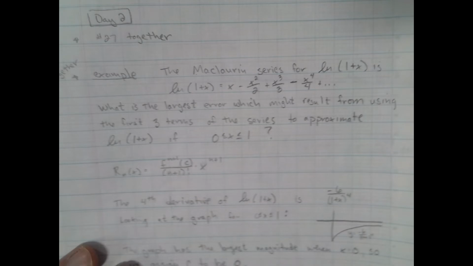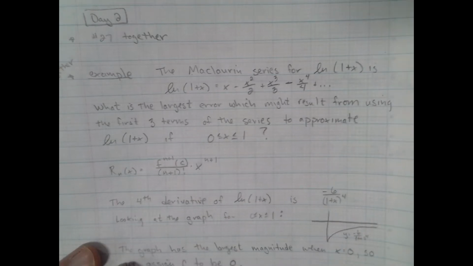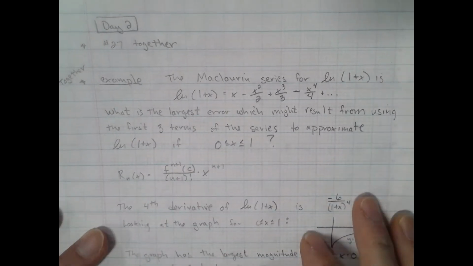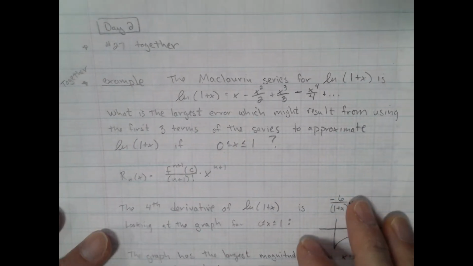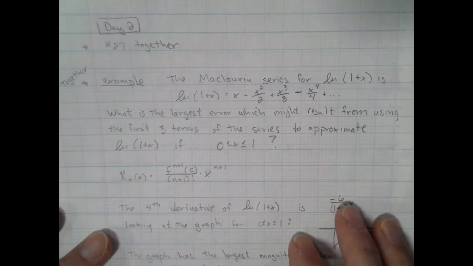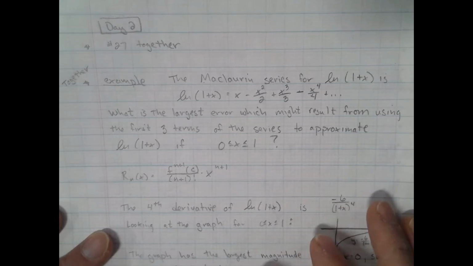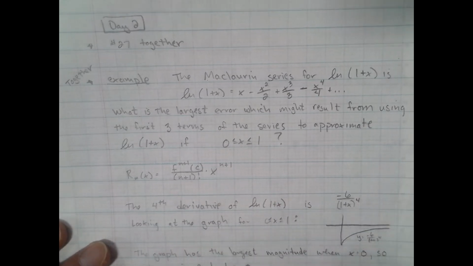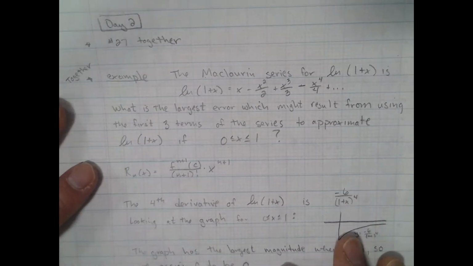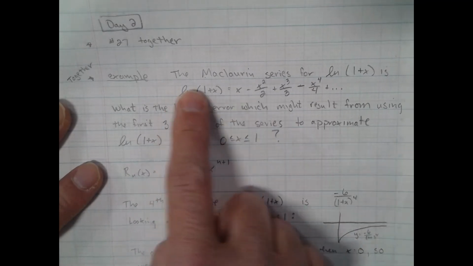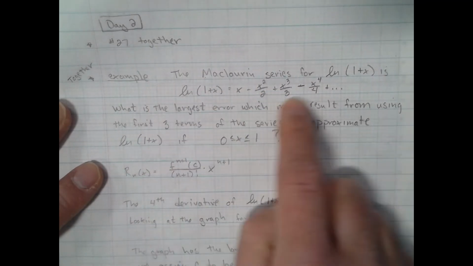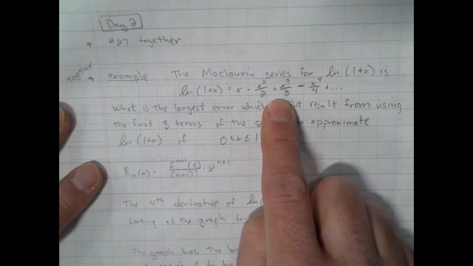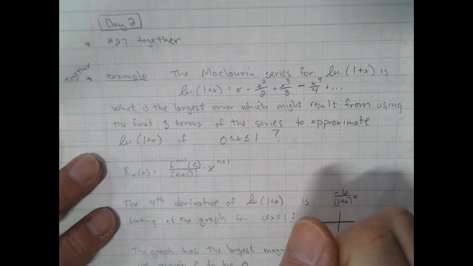Finding the maximum error, and I've seen these every few years. These have been on the AP exam, so I've seen it on a free response question. It was on there maybe 3 years ago. So the Maclaurin series for natural log of 1 plus x is this. That's right out of your book or on your Maclaurin series sheet.